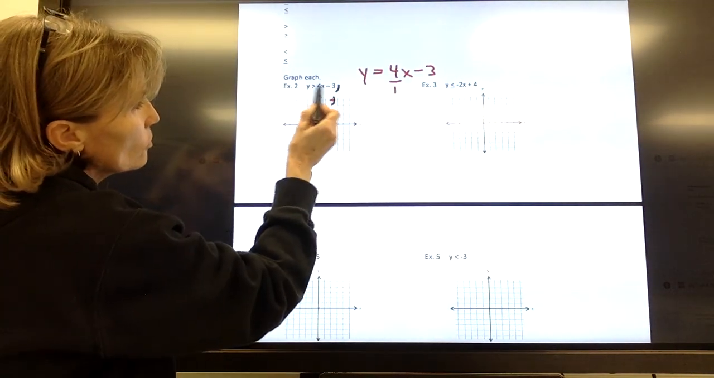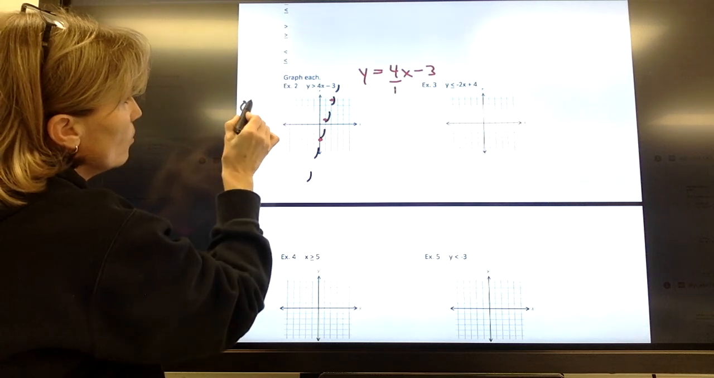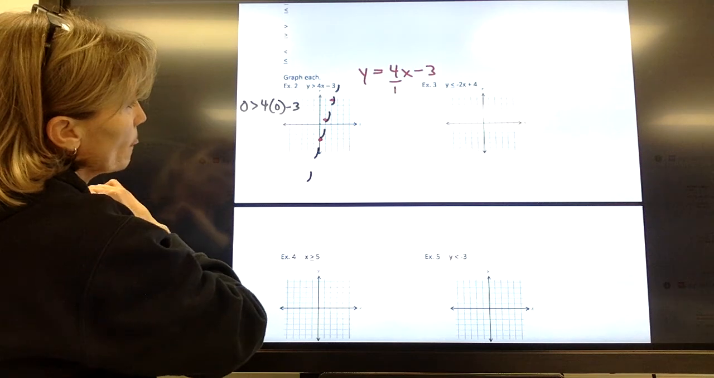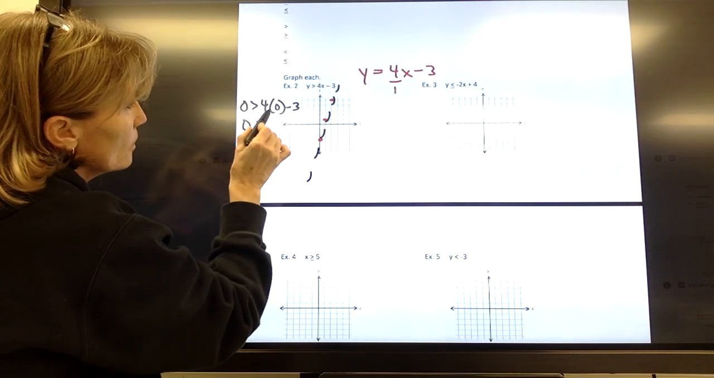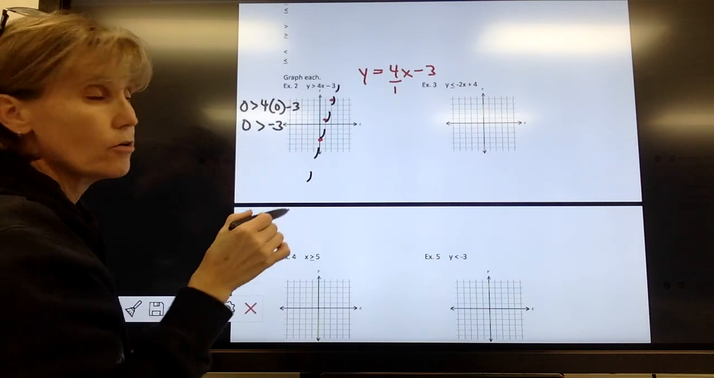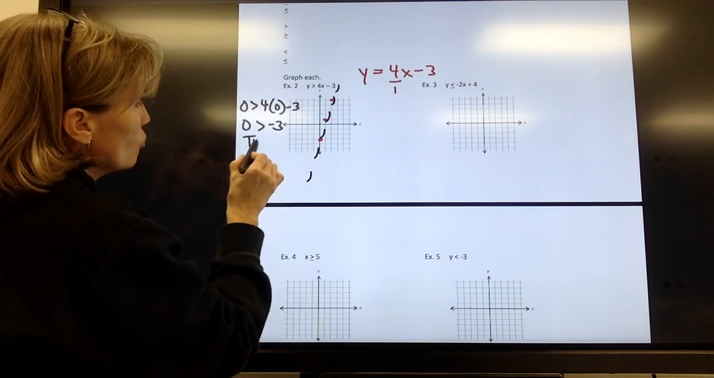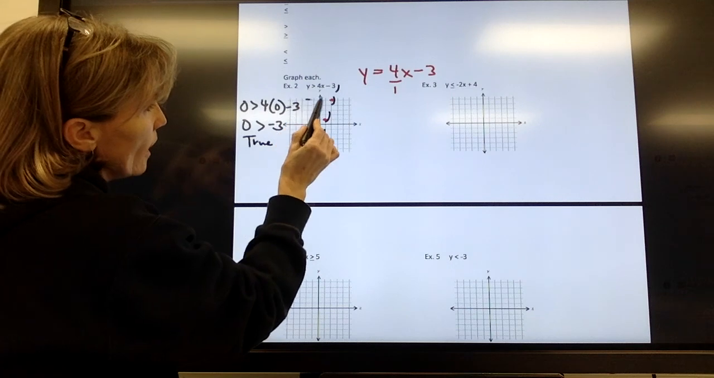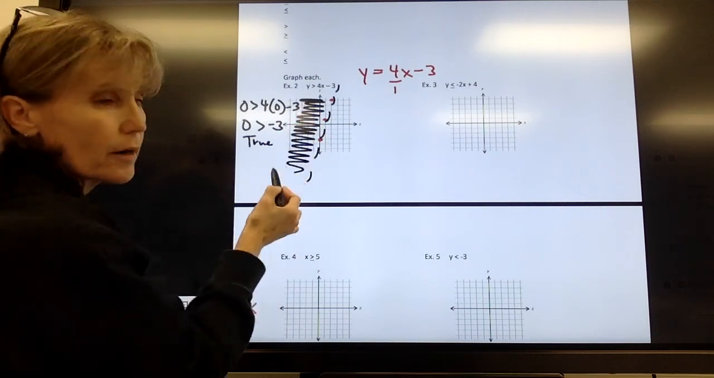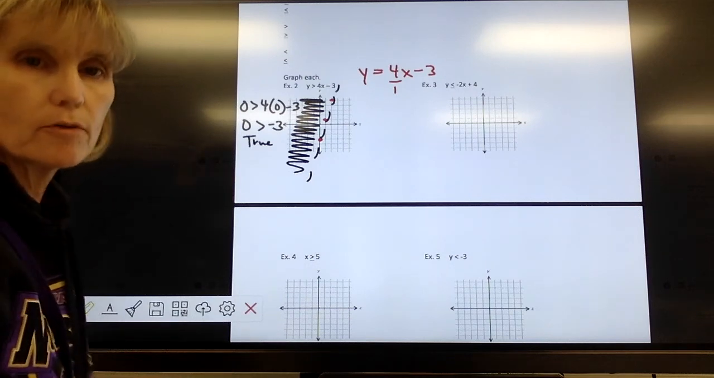So if I plug 0, 0 into that inequality, I would have 0 is greater than 4 times 0 minus 3. 0 is greater than 0 minus 3, which is negative 3. So is 0 greater than negative 3? That's true. So I want to shade the side that 0, 0 is on. It means all of these ordered pairs on this side of the line are going to give you a true inequality.